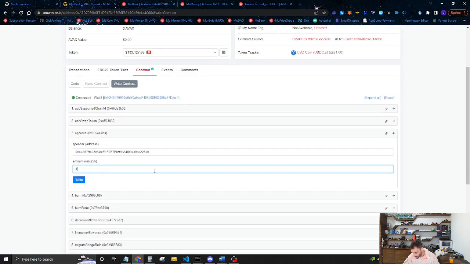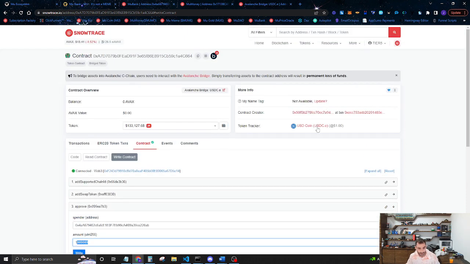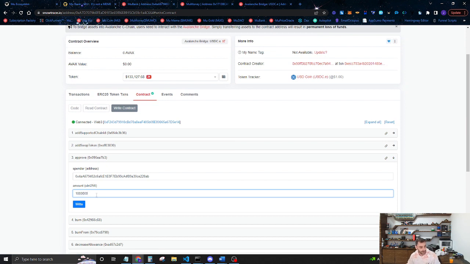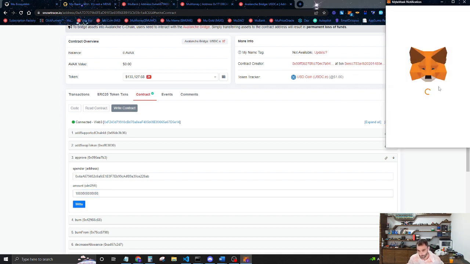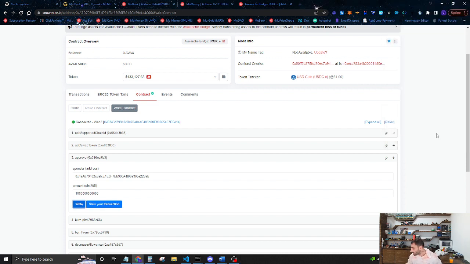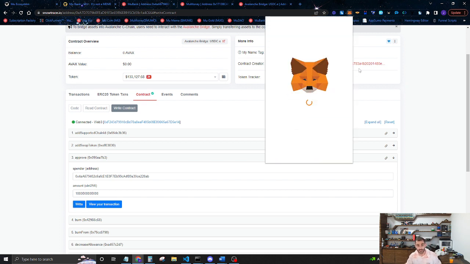So we're going to do 1, 2, 3, 4, 5, 6, because this is a token that has 6 decimal places. So this is approving $1. And I'm going to add another 1, 2, 3, 4, 5, 6, basically approving it to spend $1 million of my dollars. Then we hit go, and then we hit confirm. So now the Mu Bank has been approved to spend $1 million of my USDC coins. Now the Mu Bank can actually spend my USDC coins.